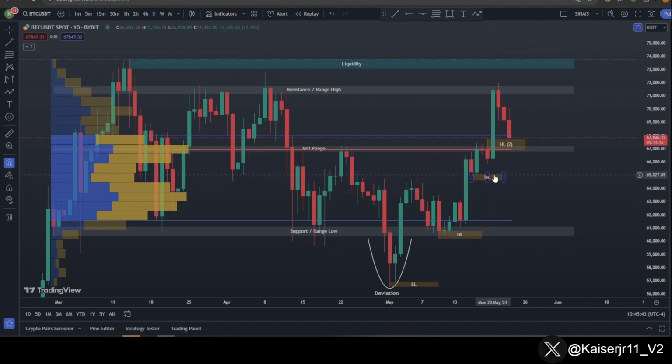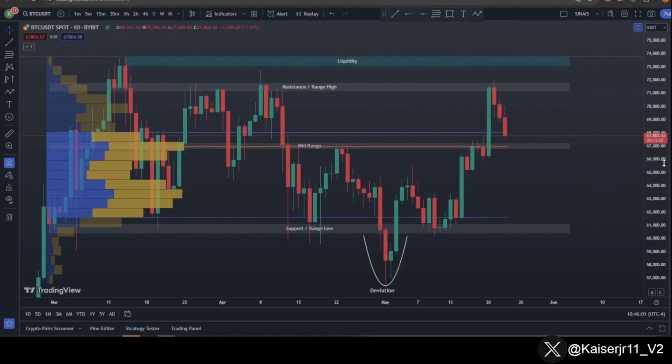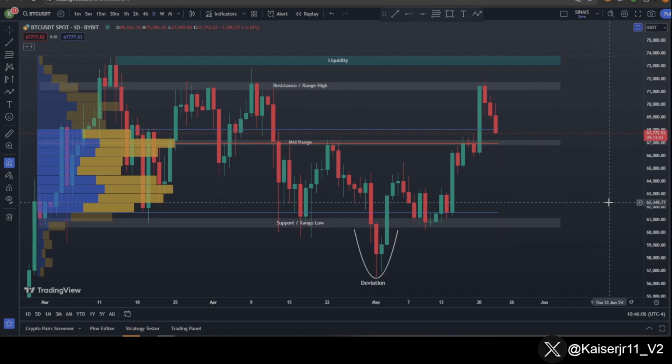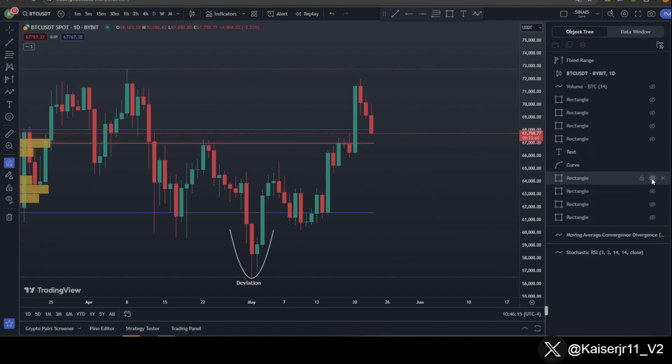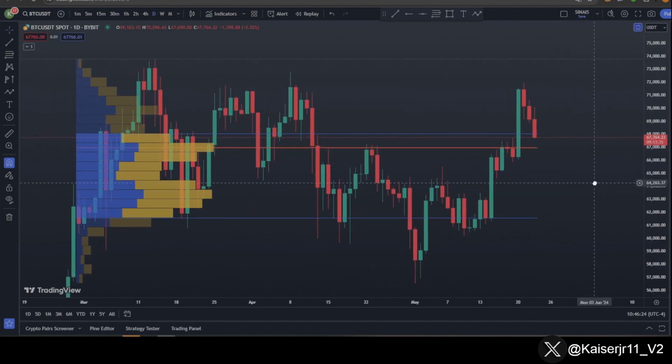I'm going to delete this. Maybe not delete it, just let me check the object tree. Okay, mid range curve. I'm going to hide these ones here. Yeah, okay, much better now. I don't want too much information, to not confuse. So here, let's just use the fixed range, okay? Let's just use this.